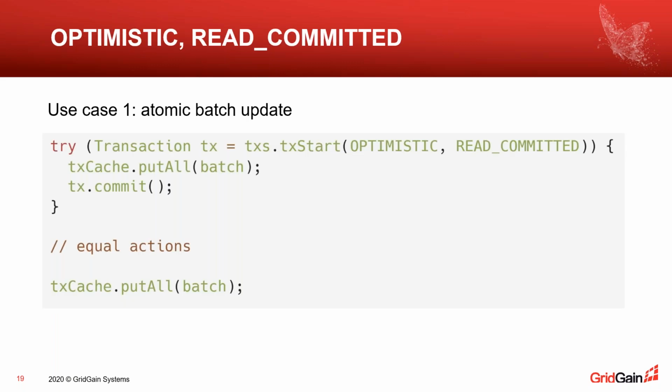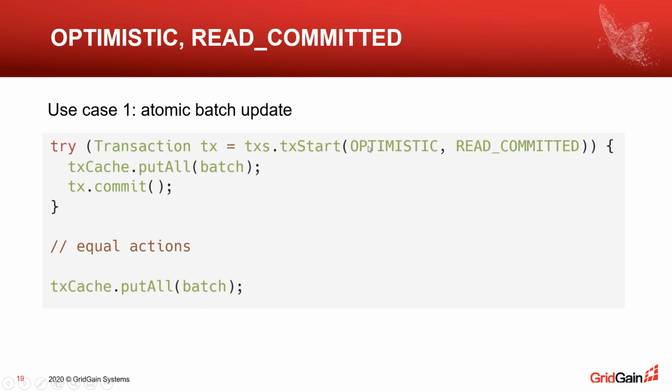Optimistic read committed mode is the one with the weakest guarantees. The most common use case for it is atomic batch update. You can start an optimistic read committed transaction, for example, perform some putAll operation and commit your transaction, and what you will get is ACID guarantees. So your whole batch will be committed atomically. It's equal to just calling transactional cache.putAll batch.